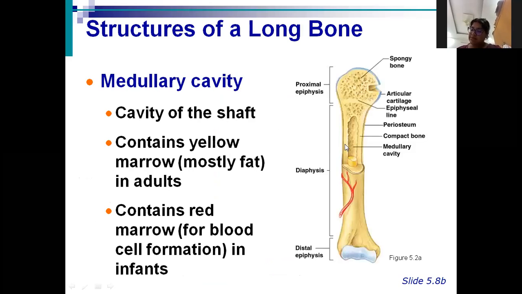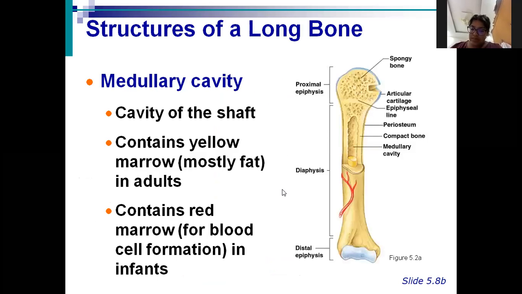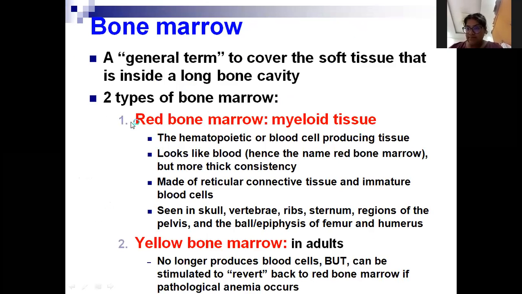In the long bone we have seen the epiphysis, diaphysis, and metaphysis. In the long bone we have a medullary cavity with yellow bone marrow. Red bone marrow is also seen in infants. This bone marrow is intended for the production of blood cells. Red bone marrow is hematopoietic tissue. Yellow bone marrow we find in adults and generally does not produce blood cells. But if our body requires different types of blood cells, the yellow bone marrow can revert back to red bone marrow.